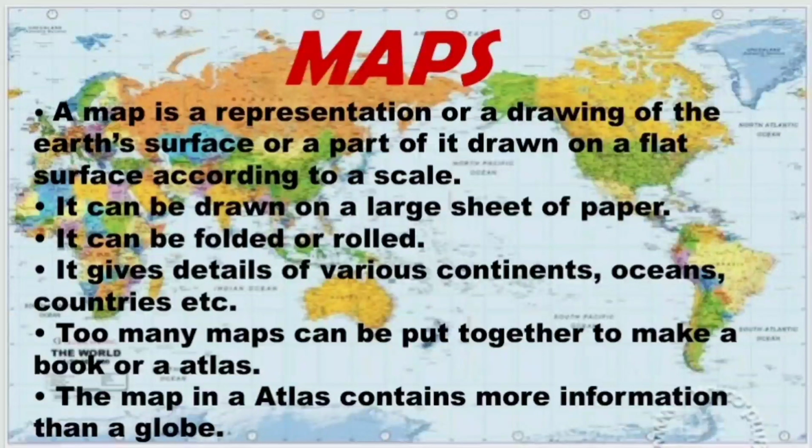Maps. A map is a representation or a drawing of the Earth's surface or a part of it drawn on a flat surface according to a scale. It can be drawn on a large sheet of paper. It can be folded or rolled. It gives details of various continents, oceans, countries, etc. Many maps can be put together to make a book or an atlas. The map in an atlas contains more information than a globe.